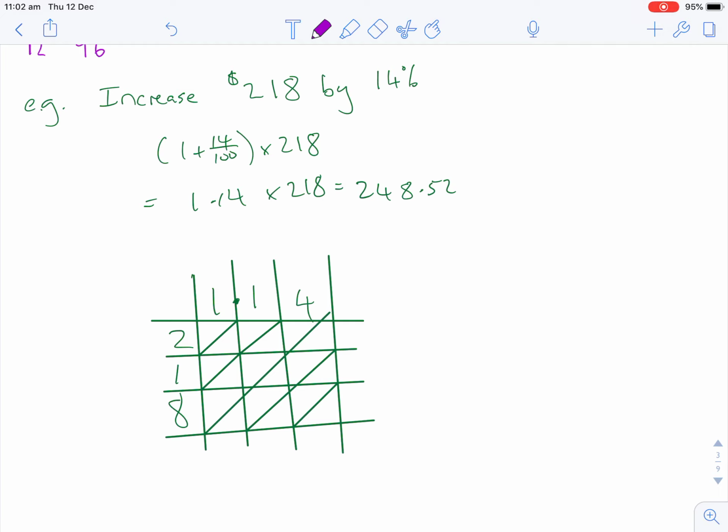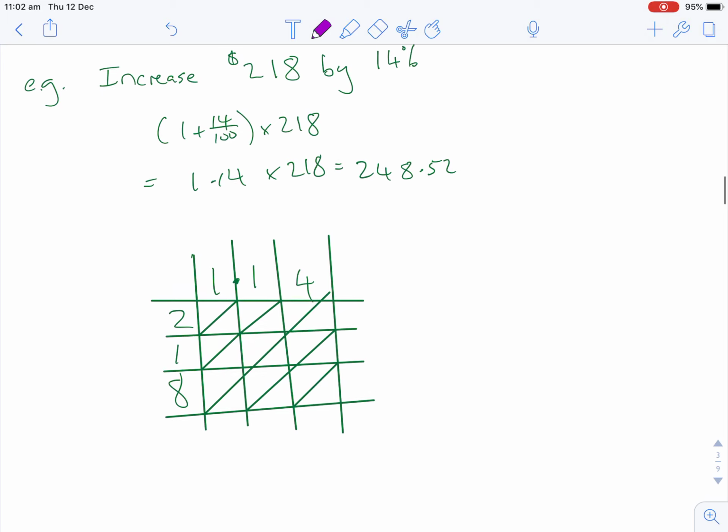So, if I want to increase $218 by 14%, again, mentally I would have had to find 10% and then find 1% and then times that by 4, and then I'm going to add it all on. By the time I do all that, the Arabic method would be quicker. So I would start by working out my multiplier. So 1 plus my percentage over 100, which will give me 1.14, and I'm going to times that by 218.